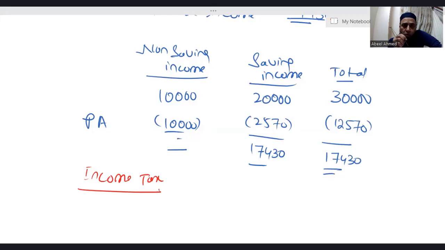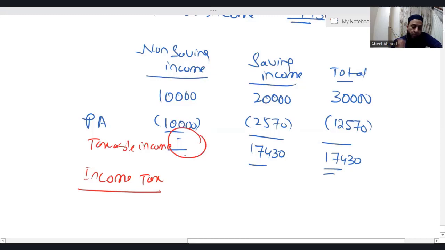In the non-saving income column, after deducting the personal allowance, the taxable income is 0. I don't have any taxable income in the column of non-saving. If you don't have any taxable income in the column of non-saving, then obviously you have to tax saving income now, interest income.